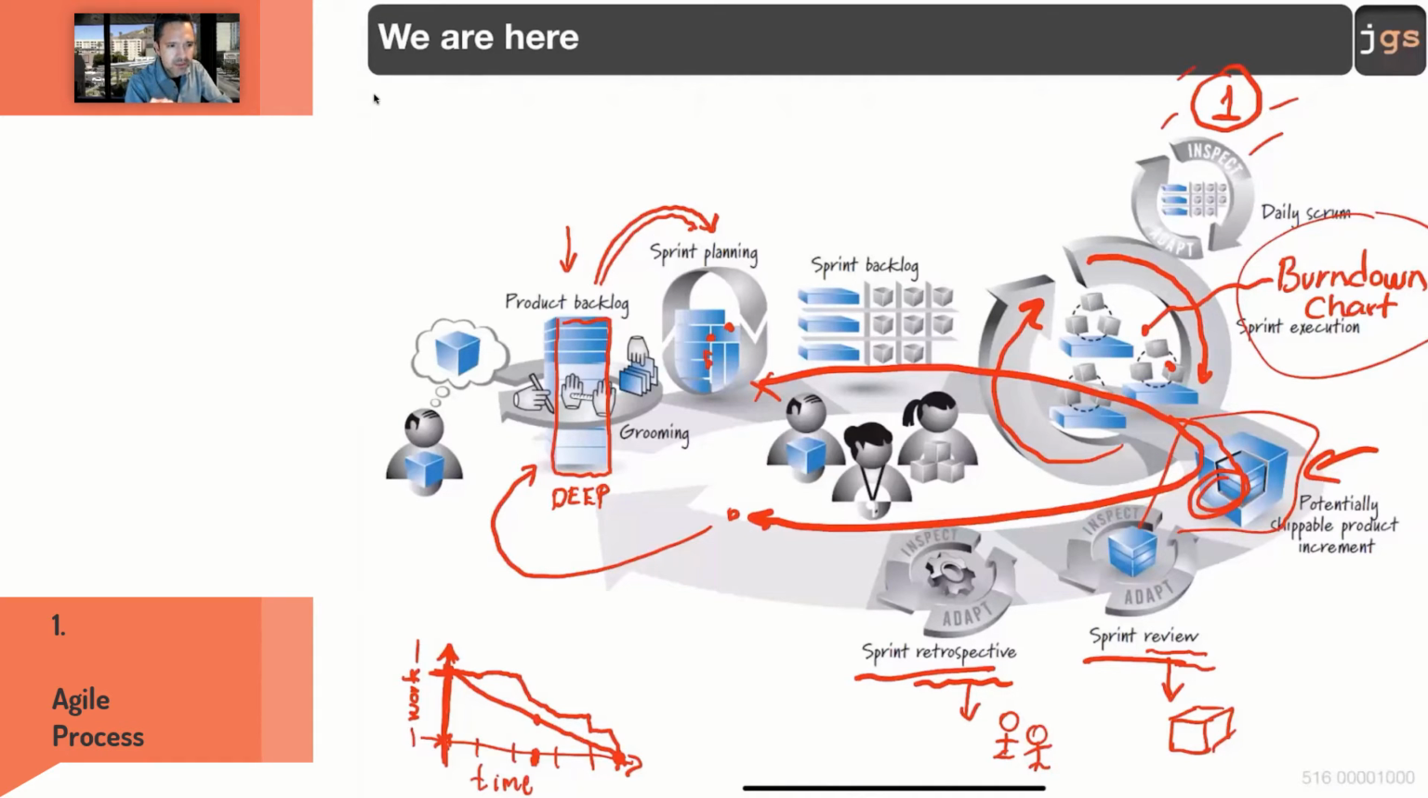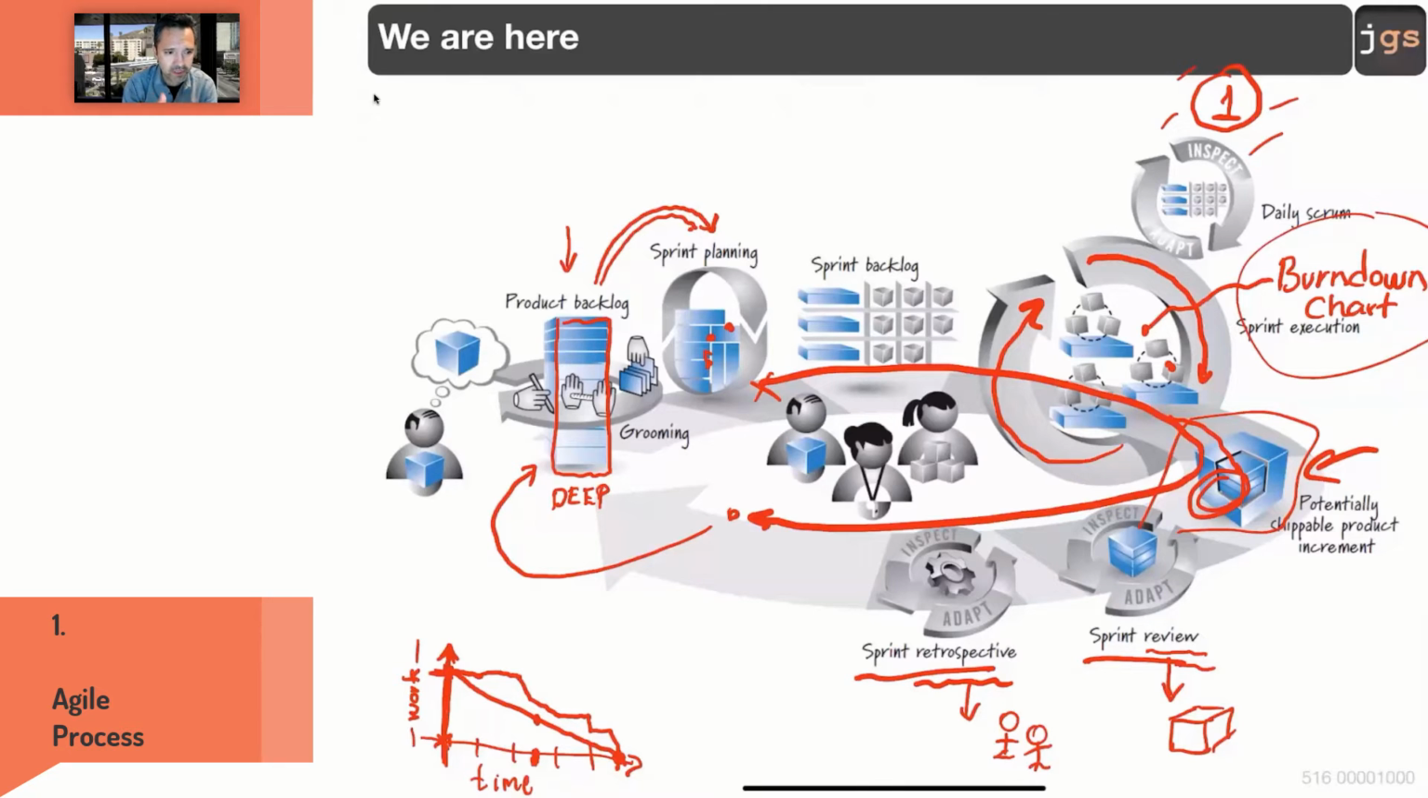Usually when talking about the sprint review, the focus is on the product. What is happening with the product? What is the status of the product? How is the product going?